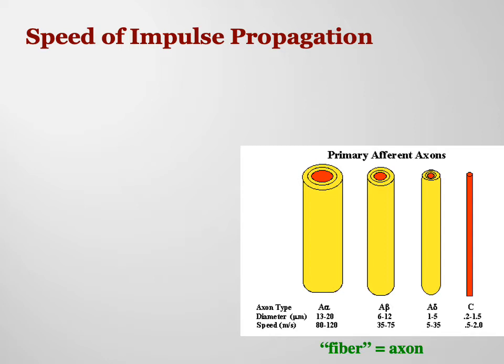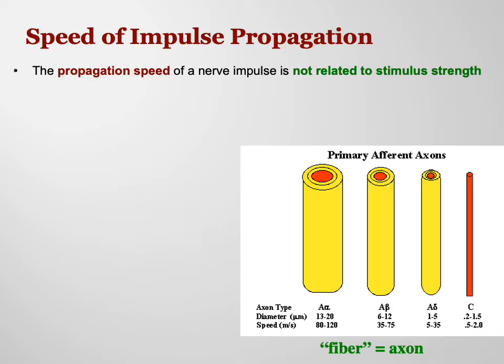So all action potentials are the same size, but not all action potentials travel at the same speed. So let's look at the speed of impulse propagation. Propagation is not related to stimulus strength. That might be another thing that you would suspect. If somebody just gives you a little light tap and you feel that, maybe that would make a slow action potential, where if somebody punched you really hard, that would make a fast action potential. No, that's not the case. It doesn't have anything to do with the strength of the stimulus.